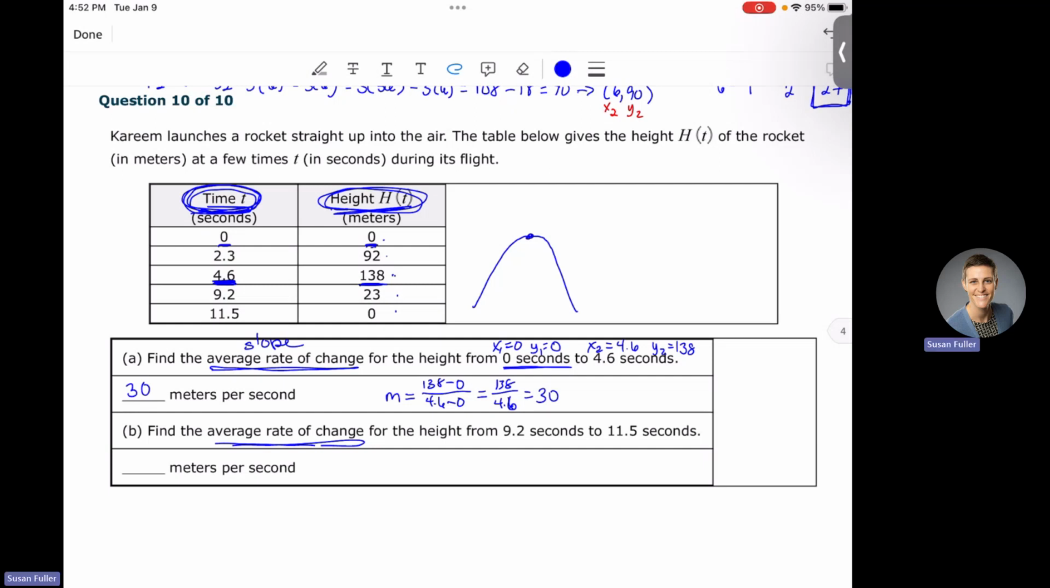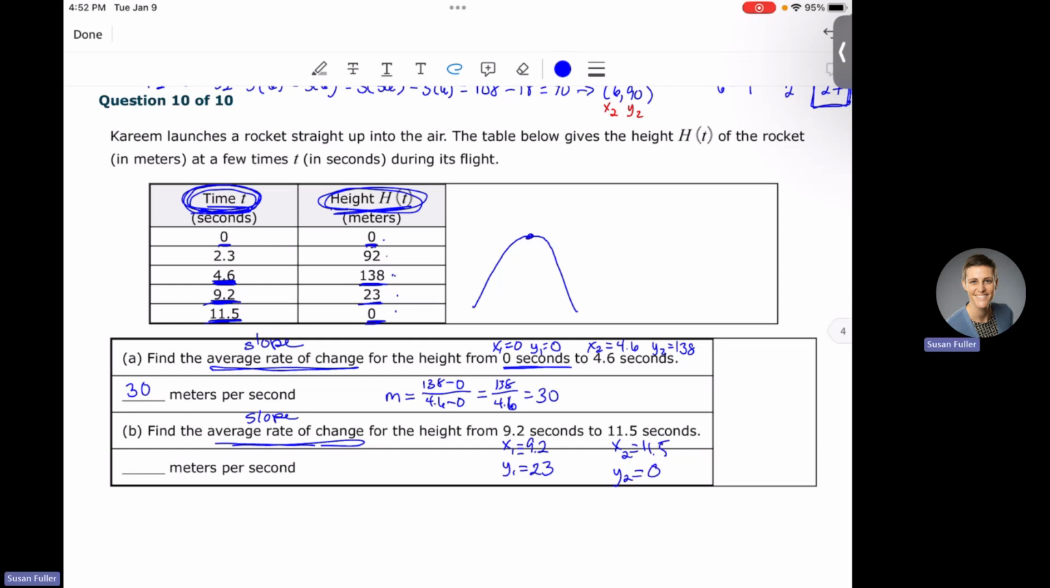And then we'll do the same process here in part B. Again, we want to find the slope from 9.2 seconds to 11.5 seconds. So this means x1 is 9.2 and x2 is 11.5. So y1 is going to be the y coordinate that goes with 9.2. When x is 9.2, y is 23. And then y2 is going to be the y value that goes with the x value of 11.5. When x is 11.5, y is 0.